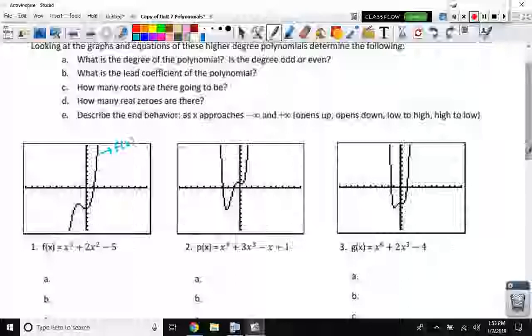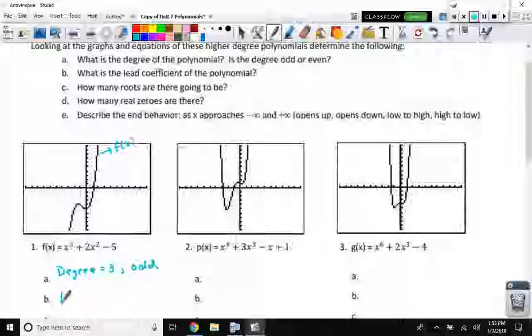So anything between here or here, can you tell me what the degree is? What's the degree of the equation? 3. I can tell that from the equation here, right? So my degree is 3. Odd or even number? This one we should all be jumping on. 3 is an odd number. What's the lead coefficient of this polynomial? 1, right? Number that you brought here. So 1 is my lead coefficient.